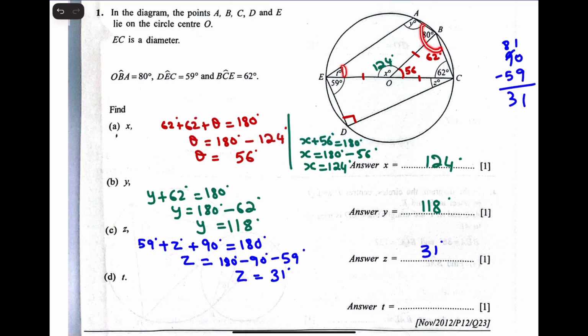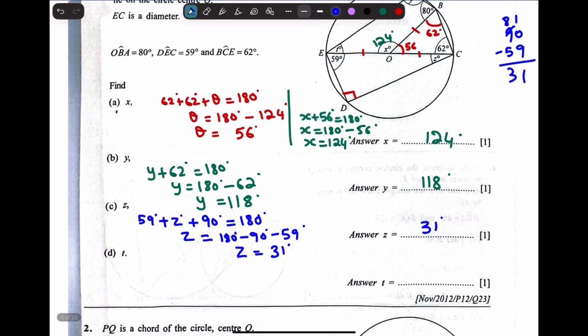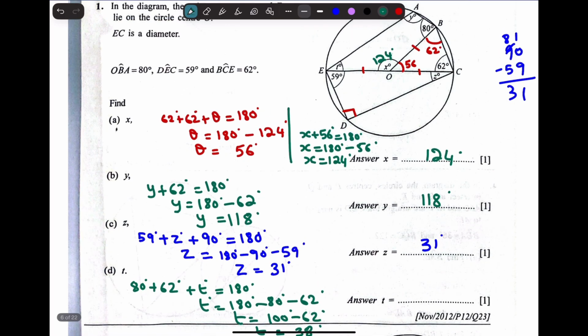So 80 plus 62 plus T should be equal to 180, right? So 80 plus 62, this is angle B, plus T should be equal to 180. So T is 180 minus 80 minus 62. So T is going to be 100 minus 62 degrees. So 38. T is 38 degrees.